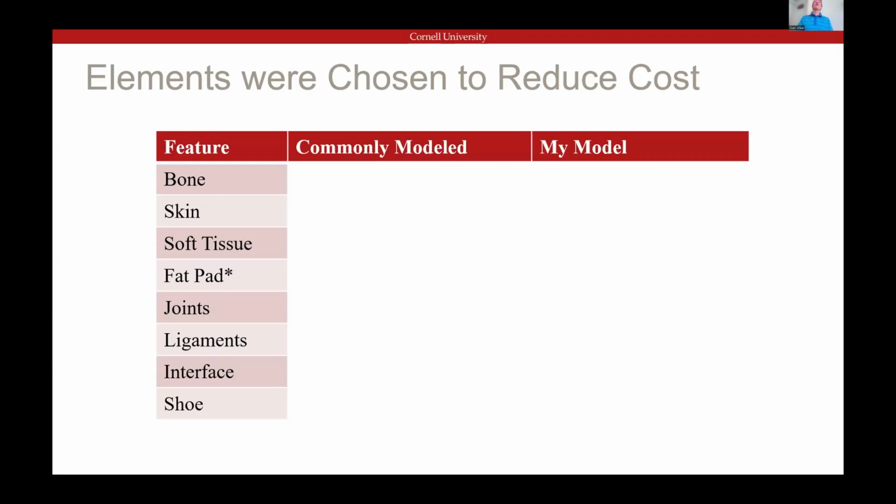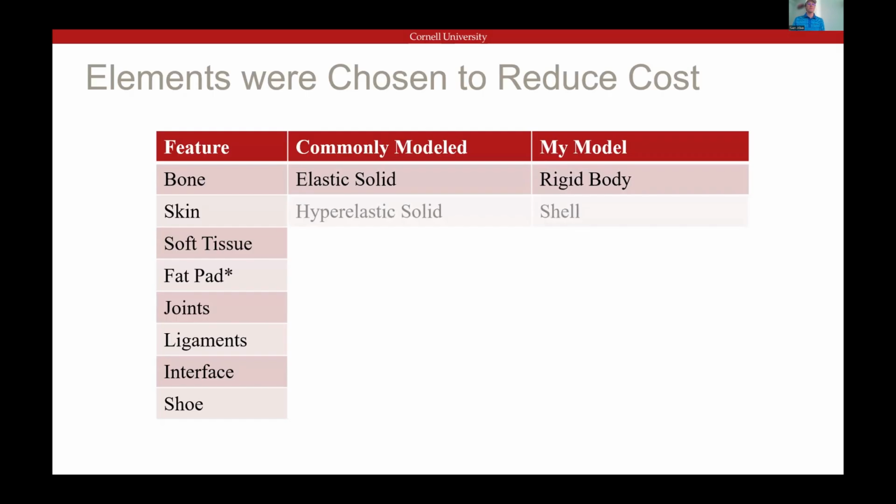Briefly going over the choices that I'm going to implement in my model, we're going to start by looking at the bone. This is commonly modeled as an elastic solid within most models. However, this adds a high element count and a node count. So instead, I'm going to model these as rigid bodies, which have 1 node and 0 elements. So this greatly reduces the node count and the computational time required.